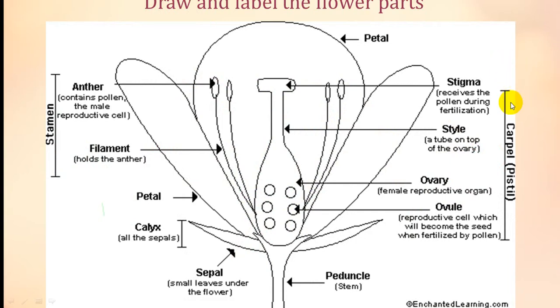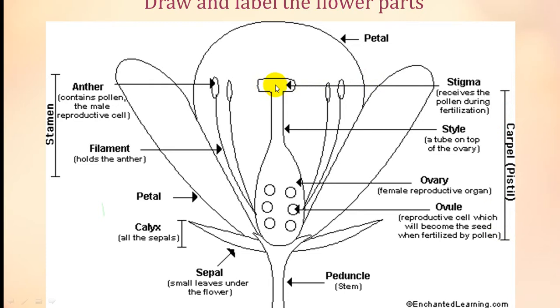We're going to start over here to the right, the carpel. We're looking at the female part of the flower right here. The old-fashioned word for it is pistil. Some people still use that word, but typically we'll see the word carpel now. So what does the carpel consist of? It consists of all the female parts of the flower. So here we go.